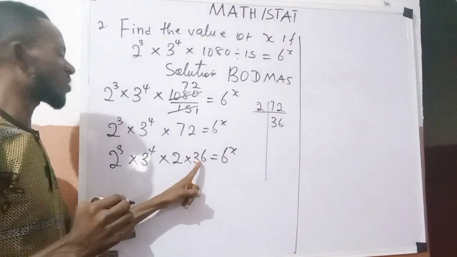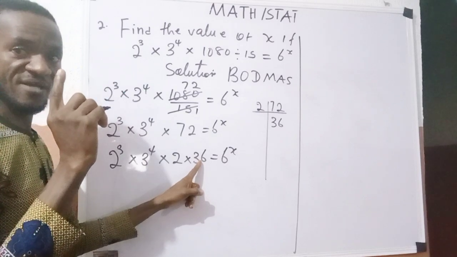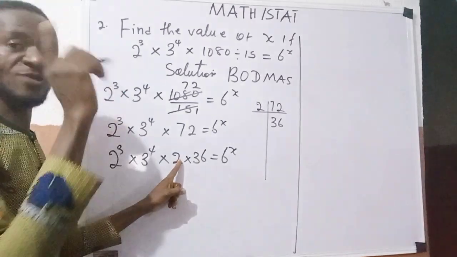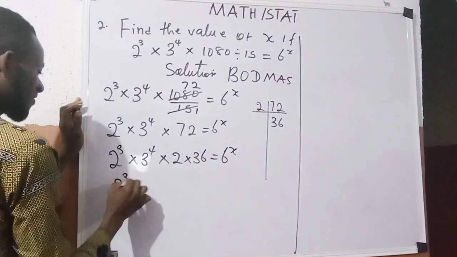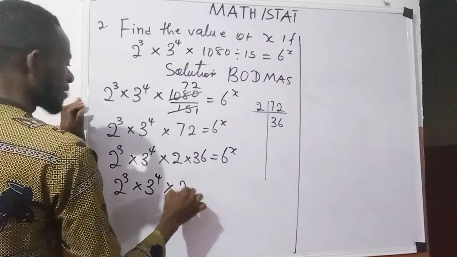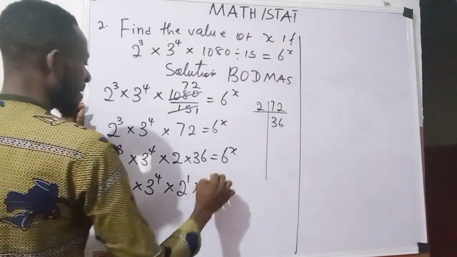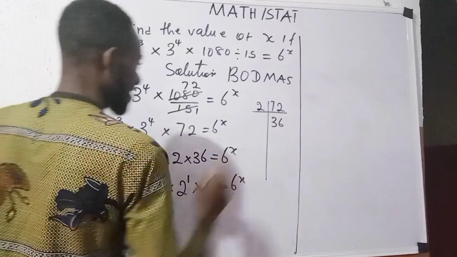You don't know very much where that 36 is 6 raised to power 2. And this 2 is just like 2 raised to power 1. So what I have here becomes 2 raised to power 3 multiplied by 3 raised to power 4 multiplied by 2 raised to power 1 multiplied by 6 raised to power 2, which is given as 6 raised to power X.